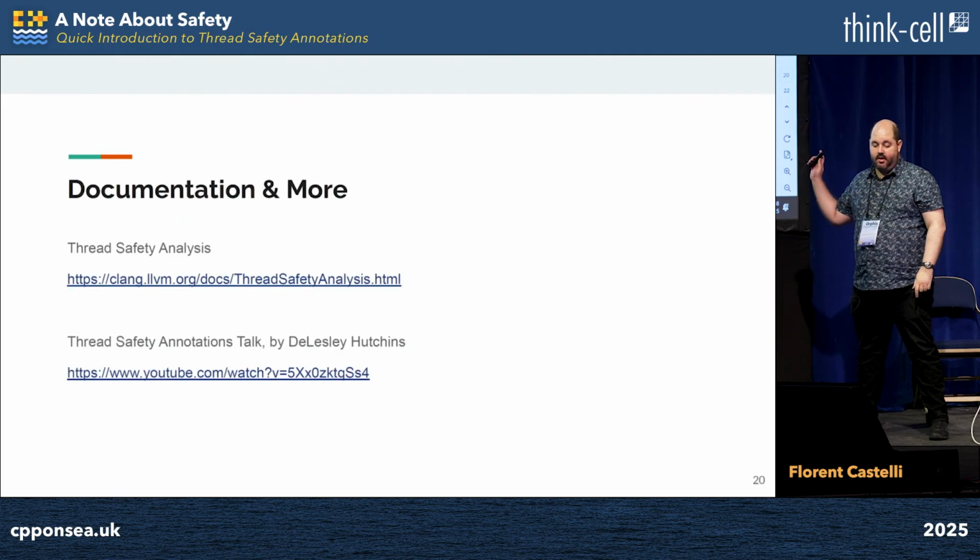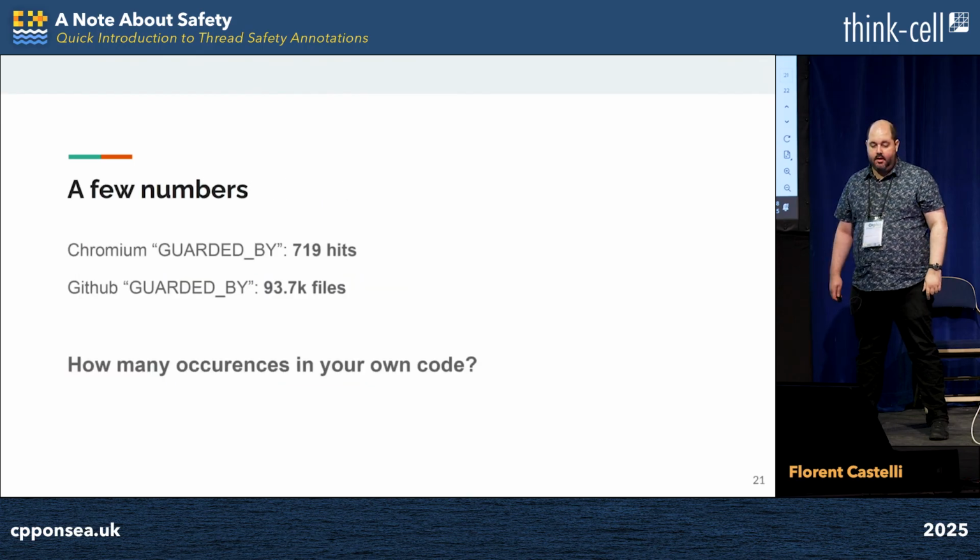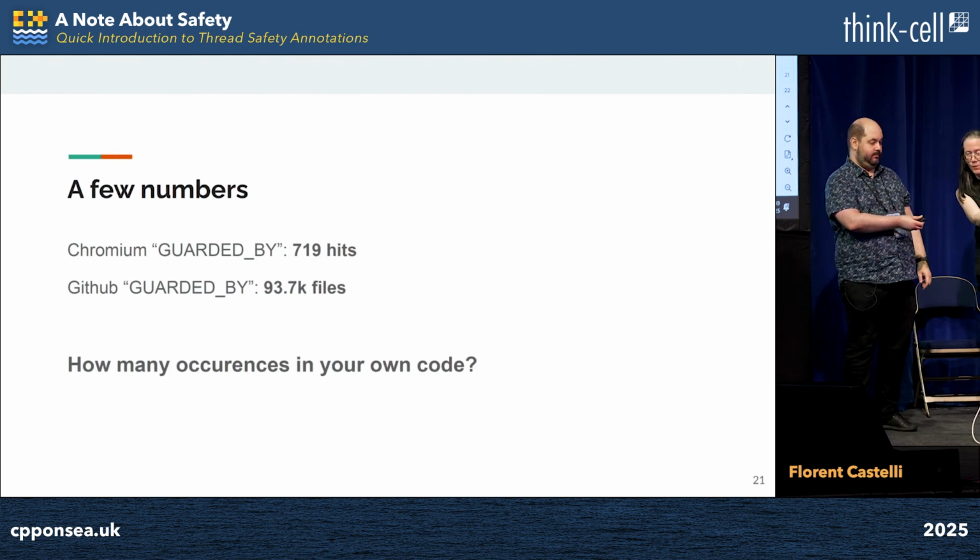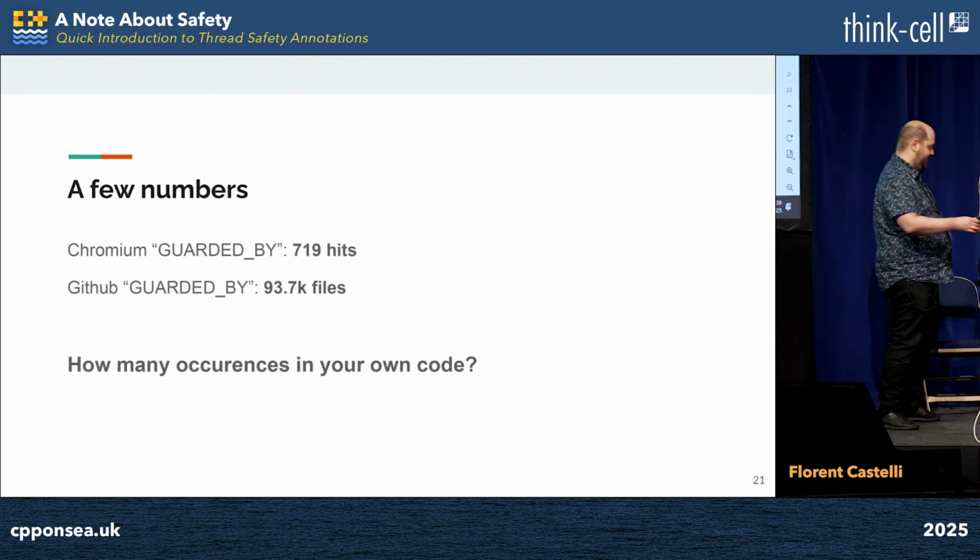There's documentation and old talks about this. A few numbers: Chrome uses it many hundred times, and it's used many times on GitHub. How many occurrences in your own code?